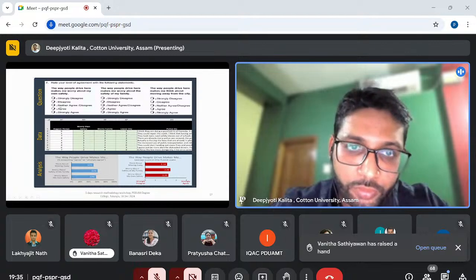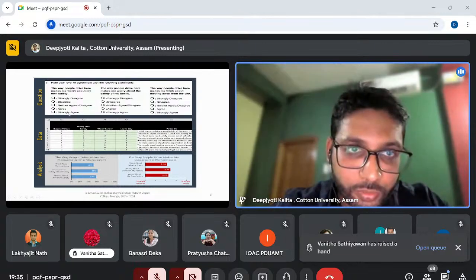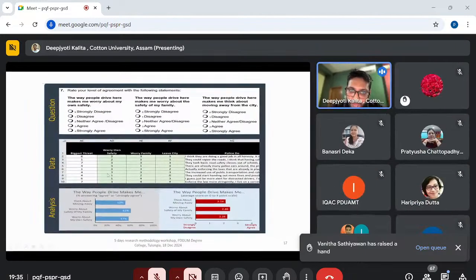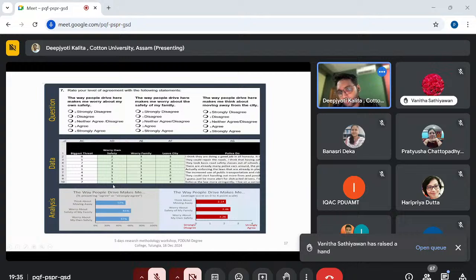Respondent 2 has again given 2 score. Respondent 3 has given 3 score, agree. Respondent 4 has again given 3. Respondent 5 has given 3. So this is how we are going to get a score.